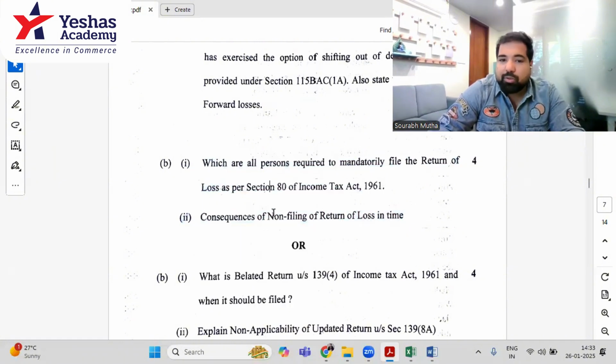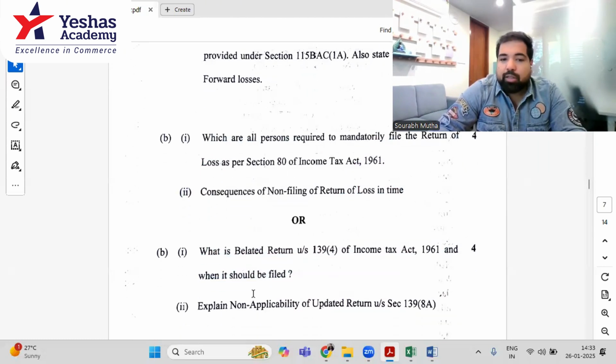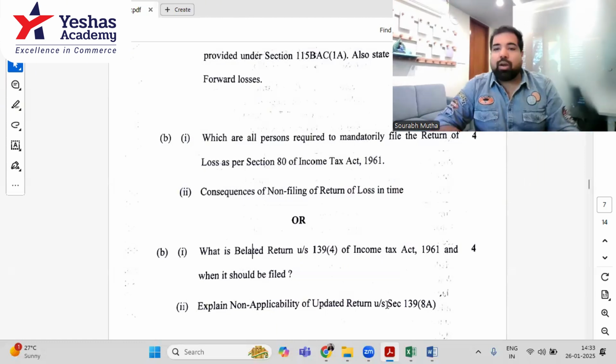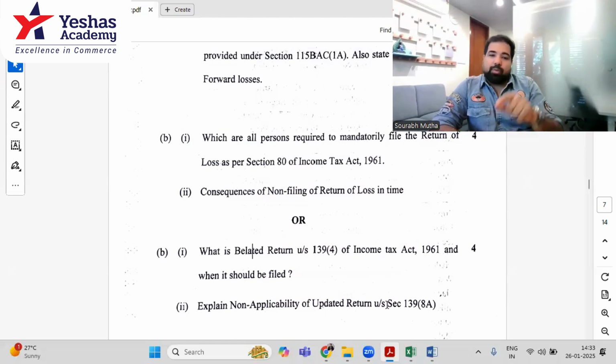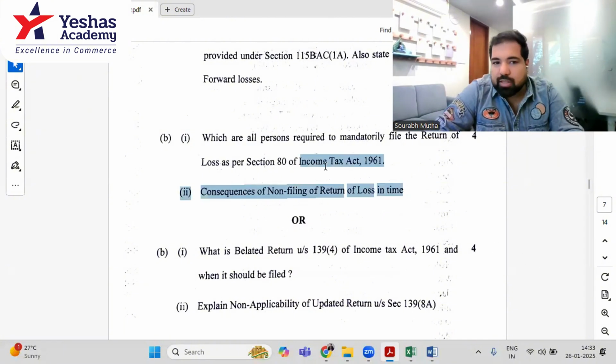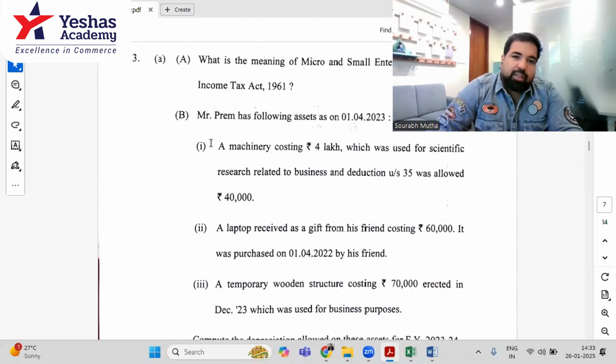So answer question number B1, 4 marks. What is a belated return and when should it be filed? This is also something that you know. Explain the non-applicability of updated return. Guys, updated return is something that was new and we had discussed that the return of income chapter is important and so many things from return of income are there. Now your choice: if I was giving the paper, I would have done this because this is more predictable, this B part and this loss. But of course, while discussing the paper, we'll discuss everything.